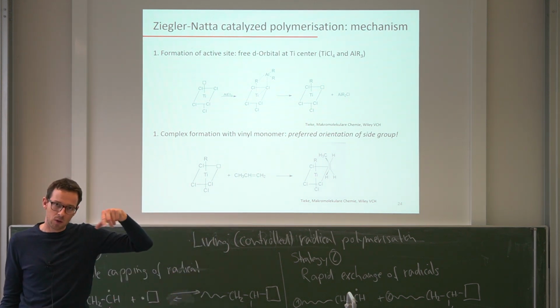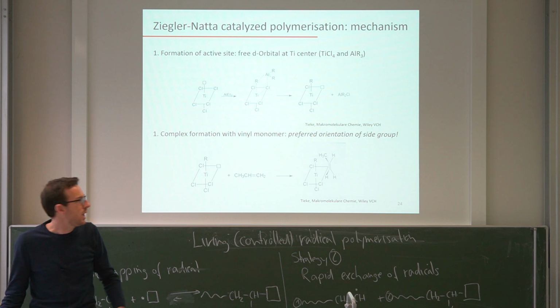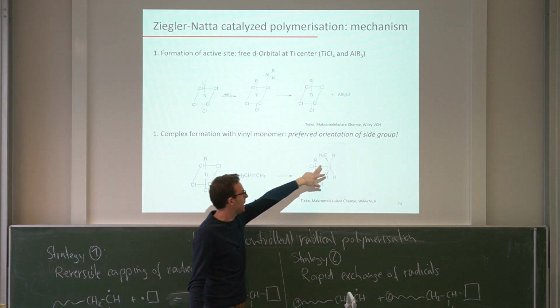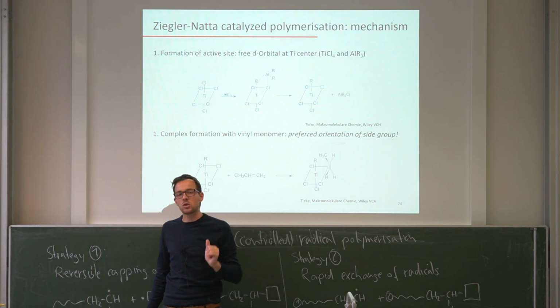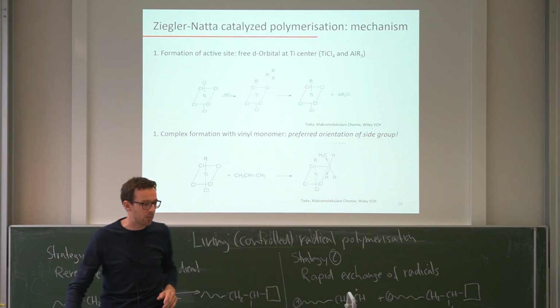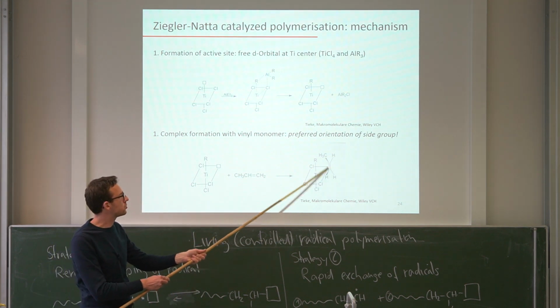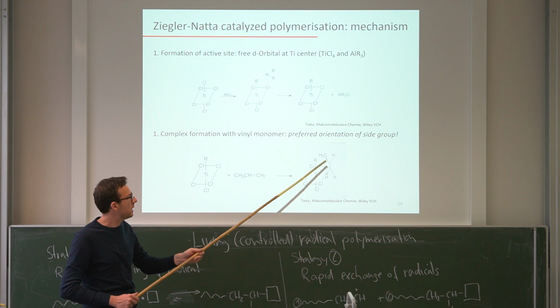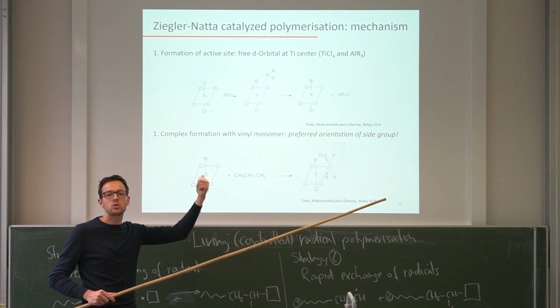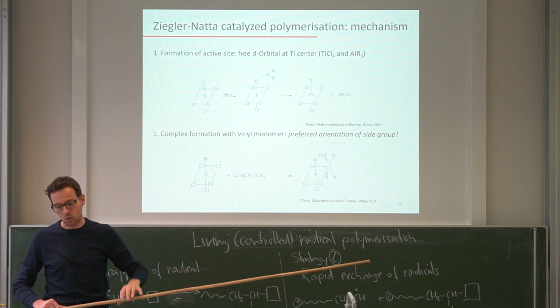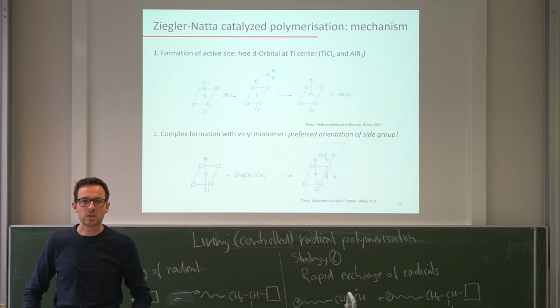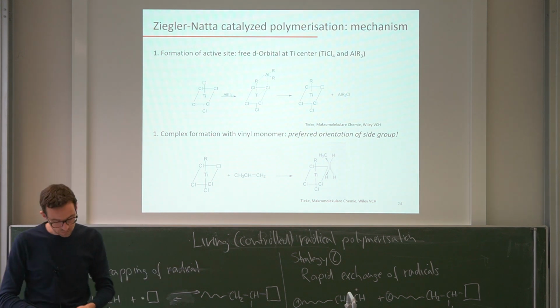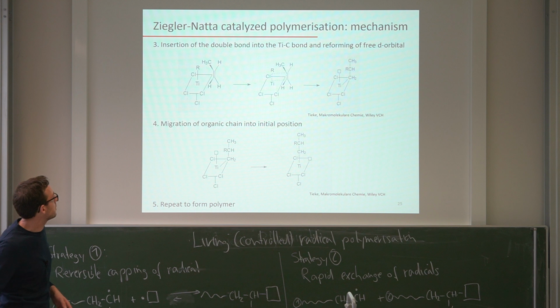And that means in the course of the reaction, and we come to this in a second, it will always approach at the same configuration. And if it always comes at the same configuration, in this case CH2 group sticking out to the front, then it will always form a polymer where the CH3 group is always pointing in the same direction, which is an isotactic polymer. Good.